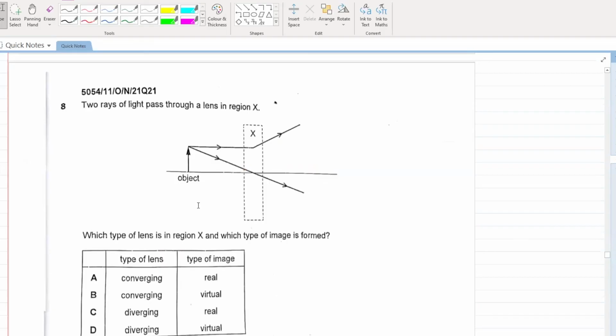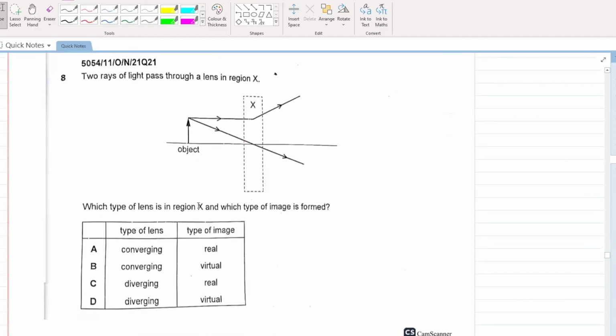Let's see this. Two rays of light pass through in region X. What type of lens is this? This is a diverging lens. A and B get cancelled out. The image formed will be a virtual image. Always remember, diverging lenses form which type of image? Diverging lenses form a virtual image.